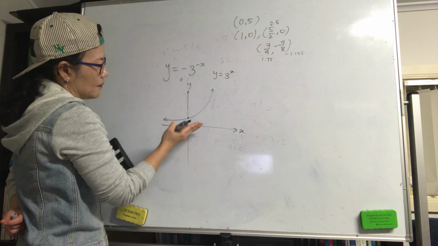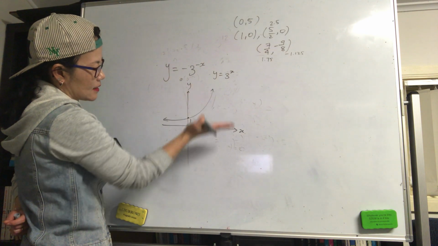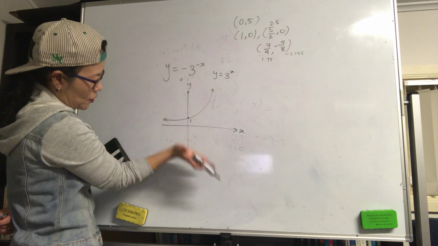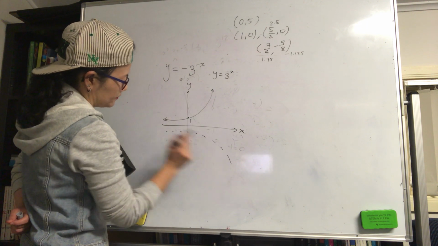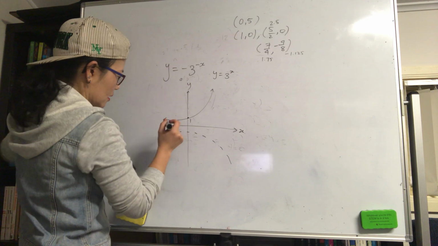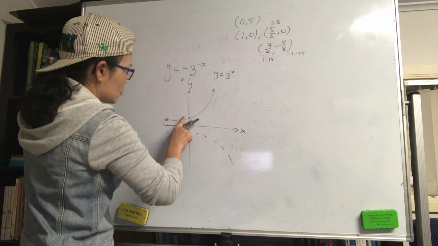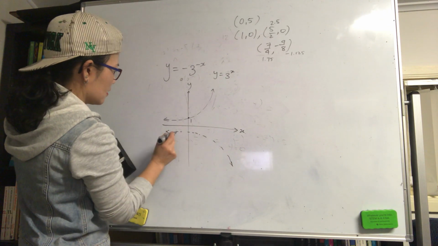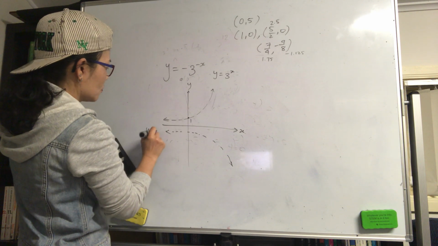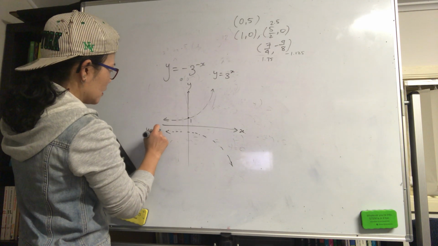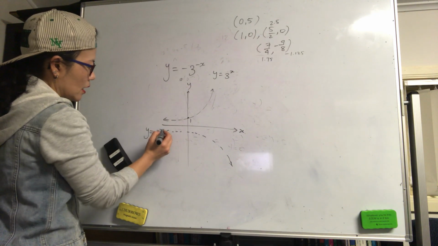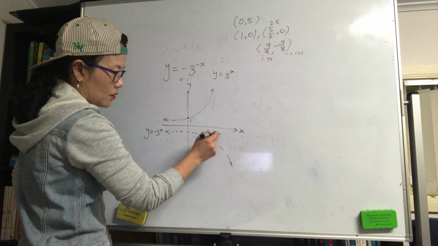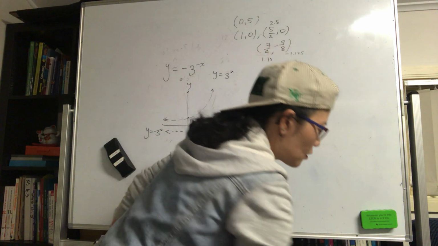Okay, so if I reflect it by the x-axis, that means if I fold it up, I will go like this, I will go like that, wouldn't it? Okay, so I'm going to make this one as well go like this. So that's going to be y equals minus 3 to the x. And then I'm going to reflect it on the y-axis. Then I will go, let's have a look.